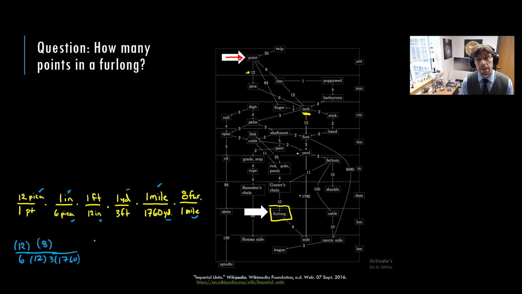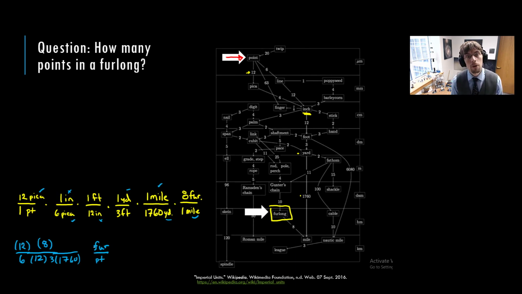Okay. And again, I've goofed up the units myself, right? This is furlongs per points. Well, I want points per furlong. So instead of doing that, I'm going to flip it. In other words, invert it. Then that'll give me the right answer. I've got 6 times 12 times 3 times 1,760, all divided by 12 and 8. And that will give me the points per furlong.